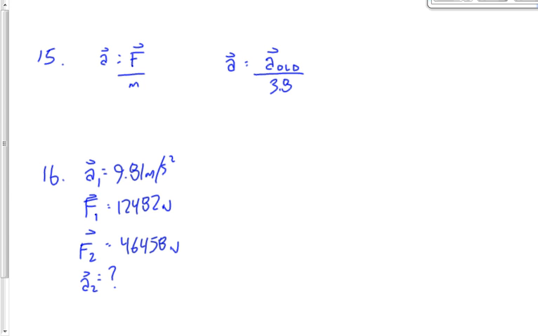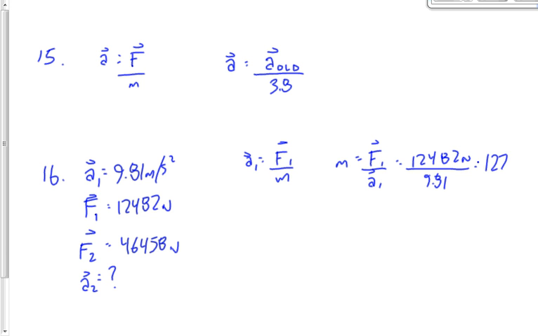Let's say A is equal to F over M. A1 is F1 over M. Let's say mass is equal to F over A. So it's 12,482 newtons divided by 9.81. What do we get for that? 1,272.4 kilograms. All right, so there's the mass of this rocket, 1,272.4 kilograms. The mass of this rocket isn't changing, but now we're applying a bigger force. We want to find the acceleration.